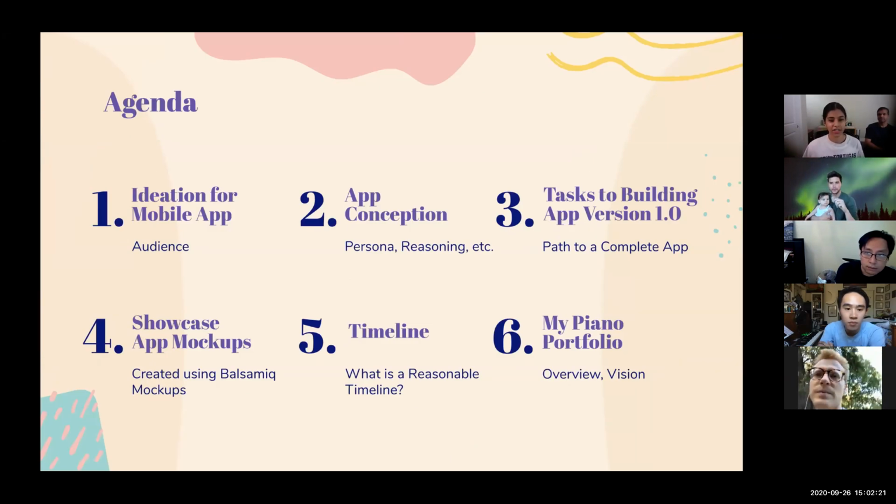First of all, the ideation and the conception of my app. What are the tasks that I'm going to need to complete before I can publish version 1.0? My app mockups that I've created to show what it's going to look like, the timeline that hopefully is reasonable, and my piano portfolio and how it all connects to all of this.